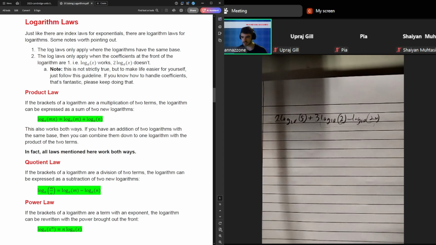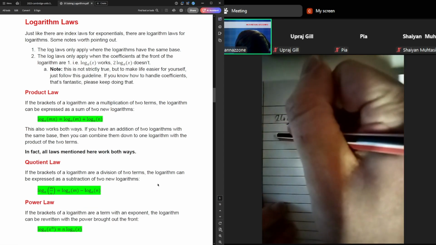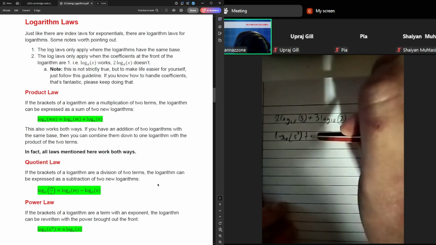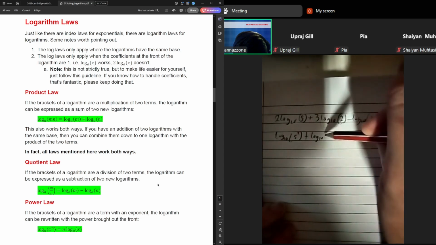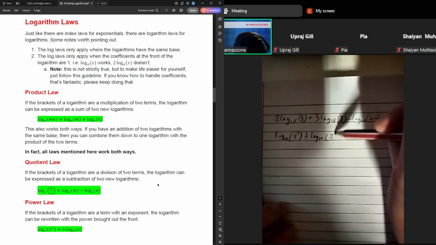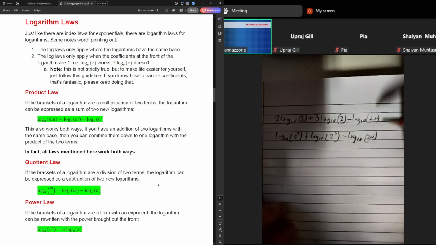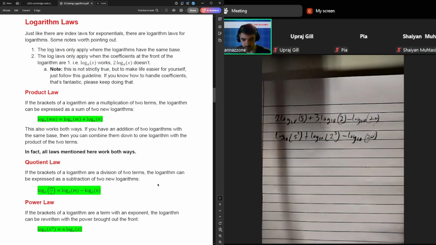Bring them to power, precisely. So for everyone else on the screen share, if you have a coefficient out the front of a logarithm, that can be brought in as a power of the entire bracket. So you're now going to have log 10 of 5 squared plus log 10 of 2 to the 3 minus log 10 of 20. Now we can use the additional log laws.